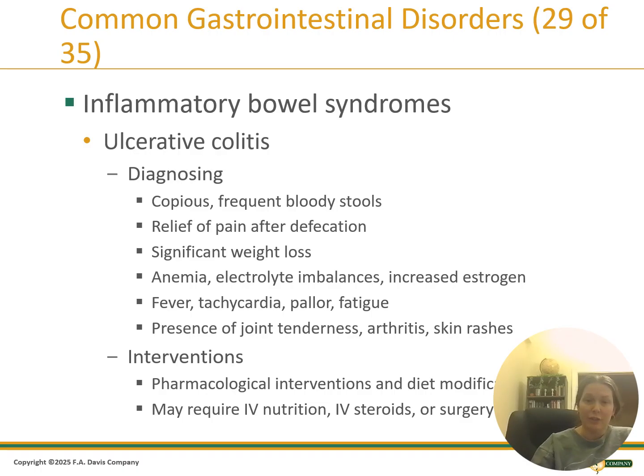Our priority nursing action for these people, we want to be looking at that blood loss, monitoring their labs, looking specifically at their electrolytes. With this, we can do pharmacological interventions and diet modification to help decrease inflammation. So they may require IV nutrition like TPN, IV steroids to help that inflammation, or if they're not really getting much relief with those things, they can go to surgical management. But what we want to look for is preventing this toxic megacolon.